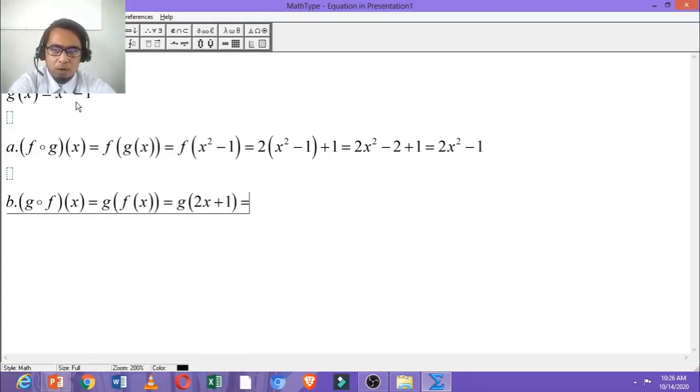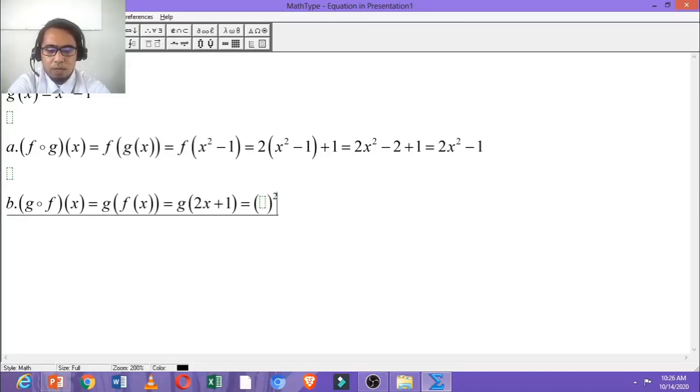And here, it is very clear that your g of x is your input squared minus 1. But as you observe, our input here is 2x plus 1. It means all x's here will be replaced by 2x plus 1. It means here, it is just 2x plus 1 squared minus 1. And then to finalize our answer, we can simplify it.